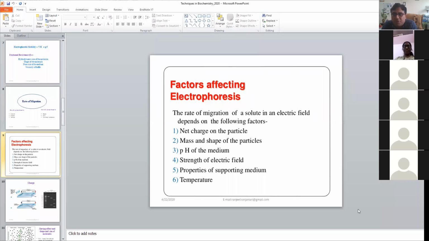Then coming on to properties of supporting medium. Supporting medium means the matrix which you are going to use to separate the particles, for example, agarose gel or the polyacrylamide gel. So these are the supporting medium. Earlier people were using cellulose also, or cellulose acetate also, or paper also. Now the most commonly used supporting medium is agarose and then polyacrylamide gel.